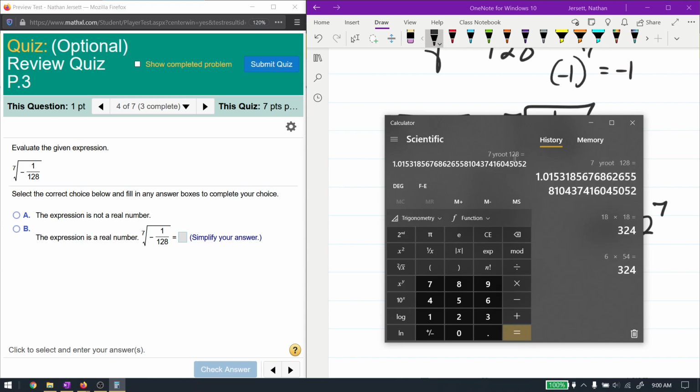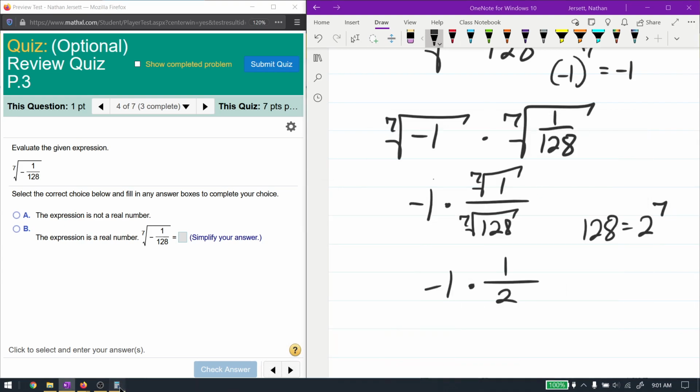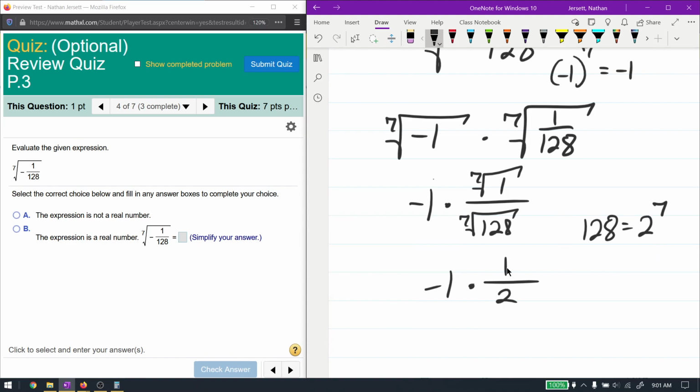Nope, I think I did something wrong there. Let's try the other way. Yeah, it's the other way around. That's kind of weird that they'd have it that way though. So it's 128, the yth root of 7, so 7 is the yth root. Hopefully that makes sense. It's just a way that this calculator works. But either way, 2 to the 7th power, you can always do it this way. 2 to the power of 7 is 128. So that's how you know that that's 2.